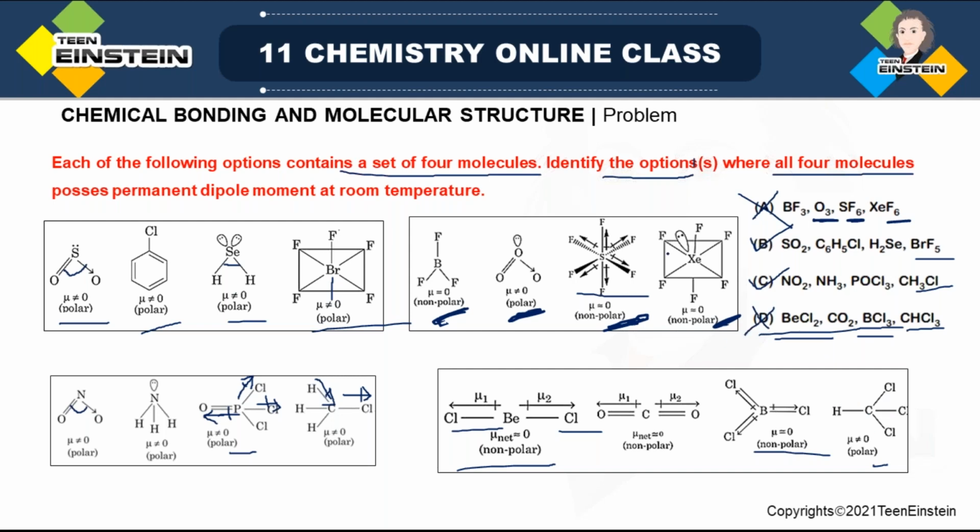So how many options are correct? Among A, B, C, D, 2 options are correct, B and C.